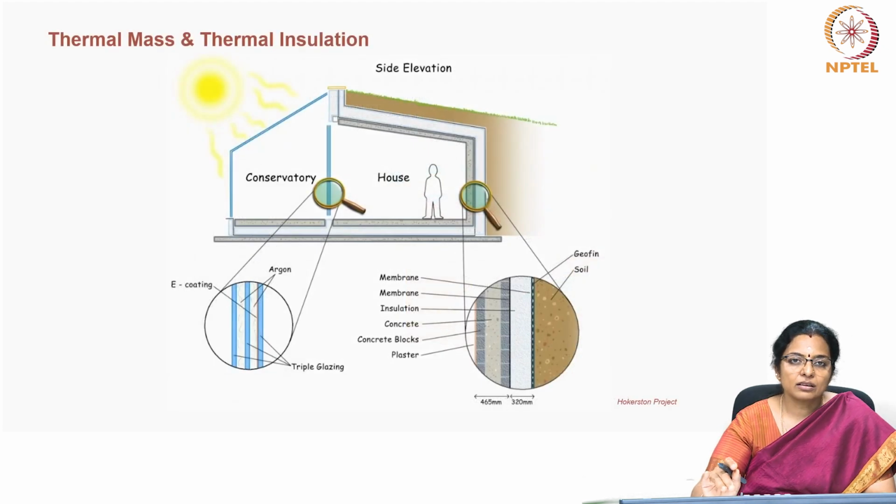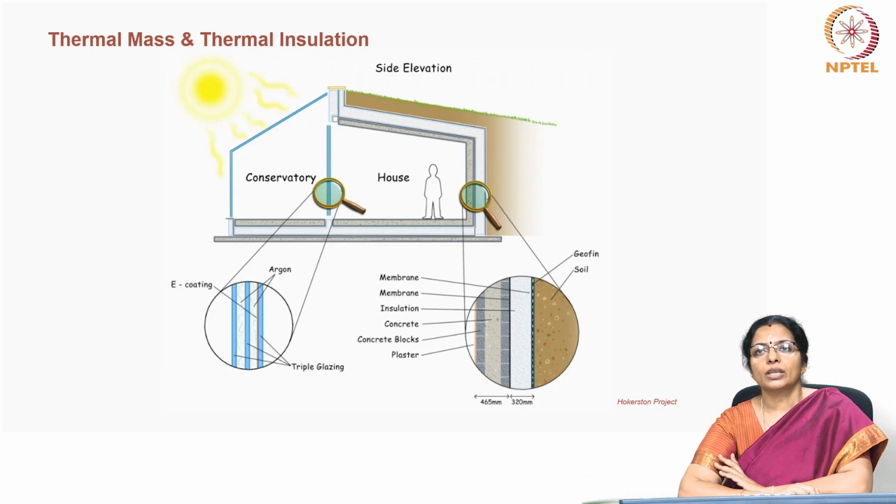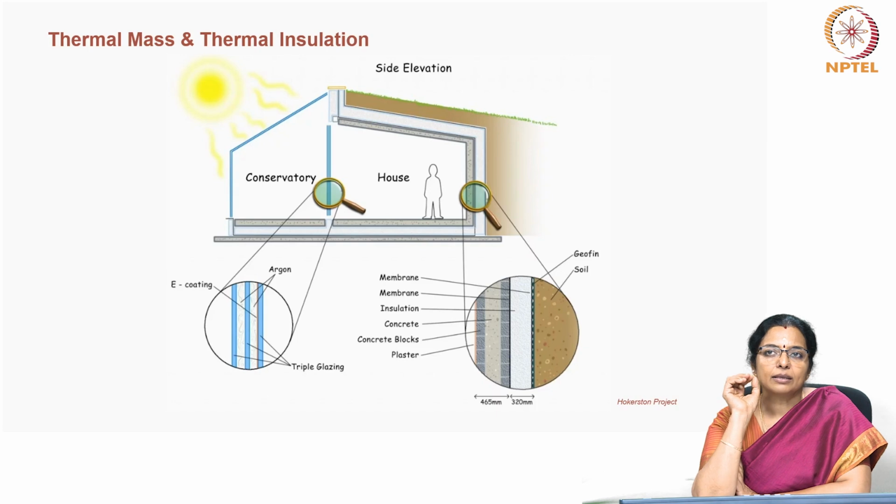Next one is thermal mass and thermal insulation. Materials in buildings possess diverse densities and thermal properties. It influences the structure's thermal mass. This mass can absorb and release heat. It serves as a passive heating as well as cooling function.